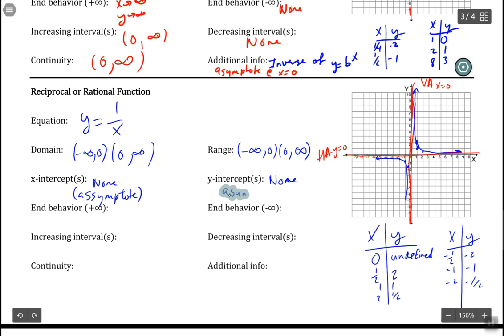I just cannot seem to do that today. Okay, we got asymptotes going on. No, there is only one S. I can spell.